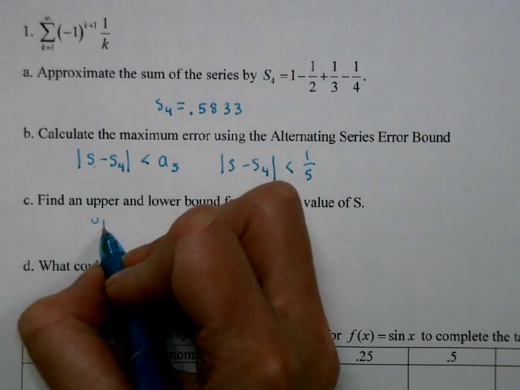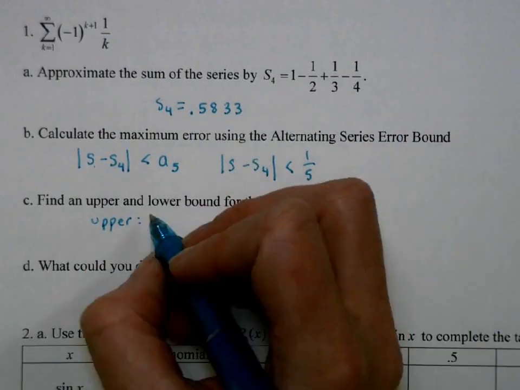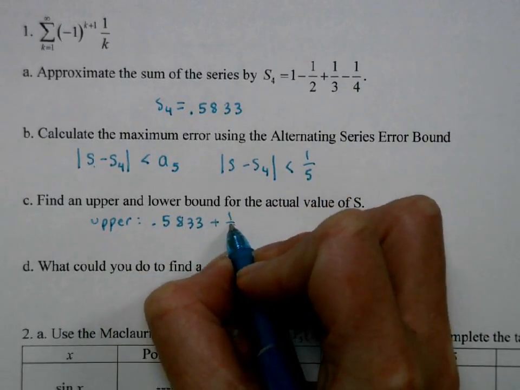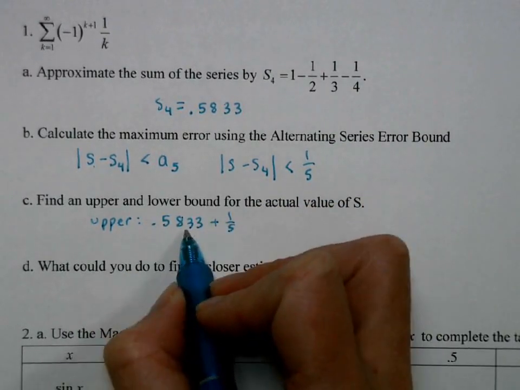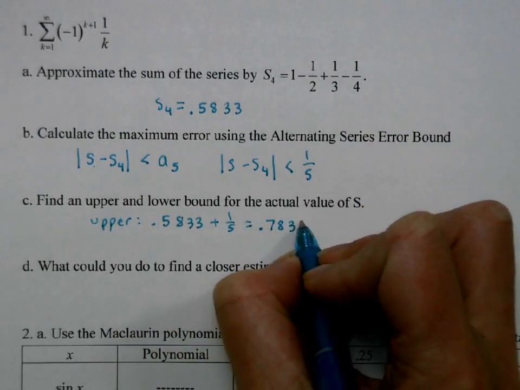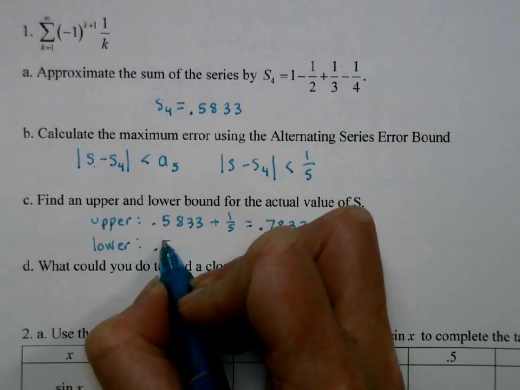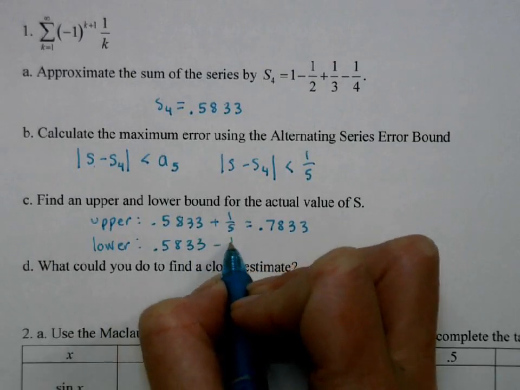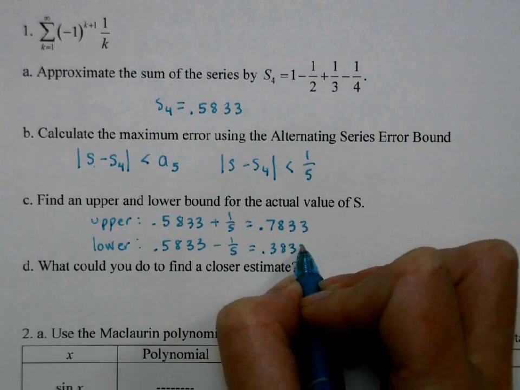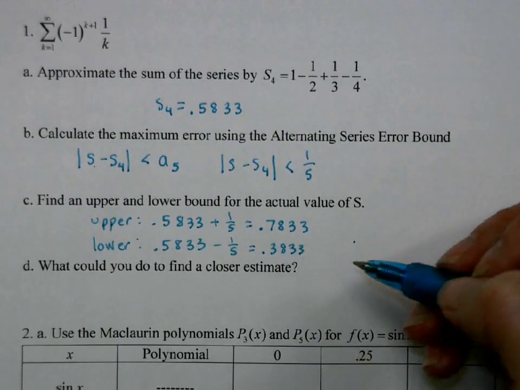So I can find an upper bound and a lower bound. If this is my estimate, my upper bound, the biggest that the infinite series could possibly be, would be the value that we got for the partial sums plus 1/5, which is 0.7833. For the lower limit, we're going to subtract 1/5, which would give us a value of 0.3833. So our sum is somewhere in between those two values.